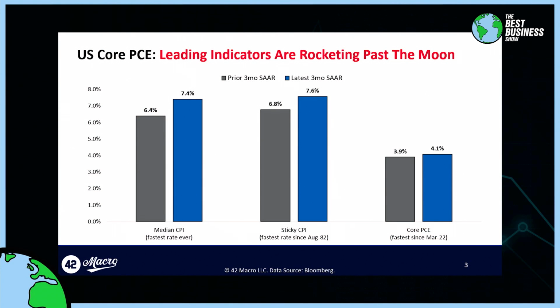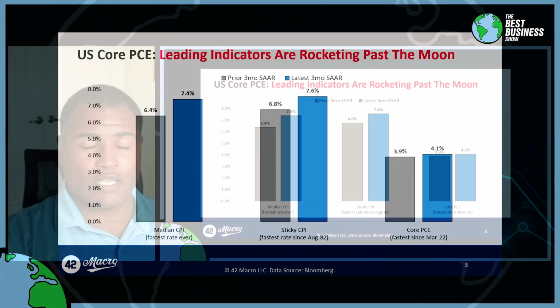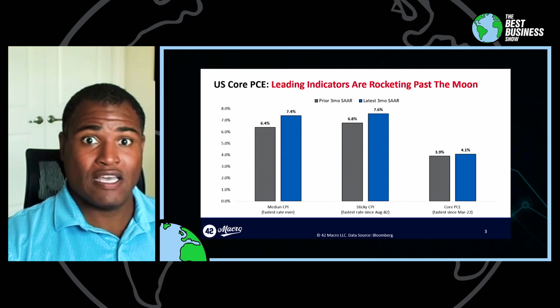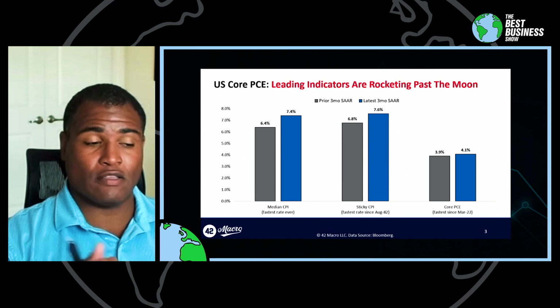Anyway, what we're showing in this chart, as I mentioned, the first set of bars. The gray bar shows the prior month's 3-month annualized rate of change, and the blue bar is the most recent month, June. As you can see, we're moving in the wrong direction if we're trying to get core PCE down. Median CPI, the median of everything in the inflation basket, is now accelerating at a 7.4% annualized rate of change. It's the highest 3-month annualized rate of change we've ever seen in median CPI, as the time series goes back to the early 80s.